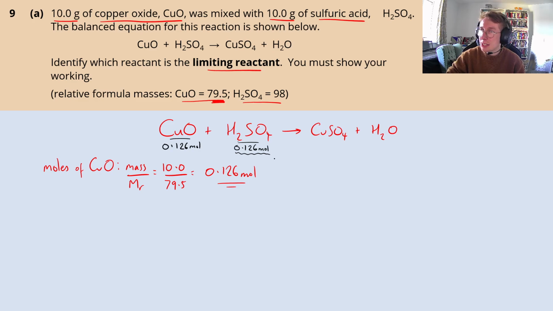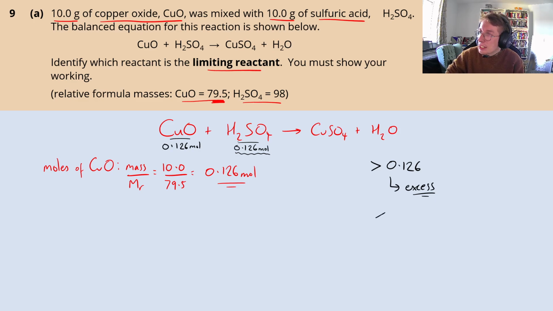So what that means is if the number of moles for sulfuric acid is greater than 0.126, that tells me that this substance is in excess, because the sulfuric acid will not be the one to run out first. It won't determine how much product we're forming. There will be some left over at the end of the reaction.